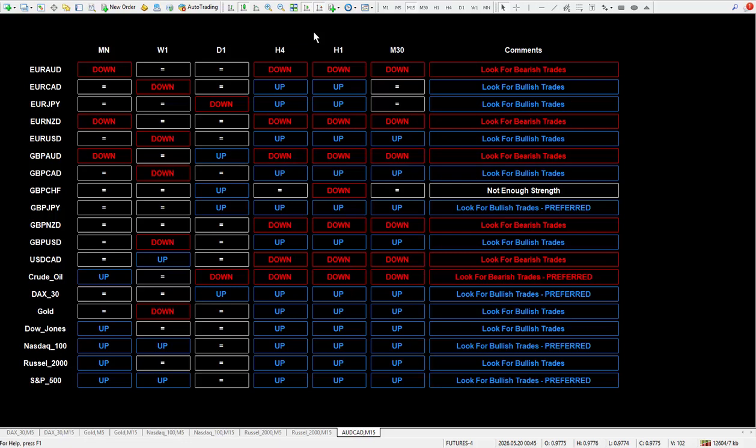Now the daily trade plan runs some checks from the monthly rate down to the 30 minutes. After it does some calculations within the comments here, it'll say look for bearish trades, bullish trades, and as I mentioned, some are preferred and some is just not enough strength. Now, if you're trading without any kind of a daily trade plan, well, that's one good reason why you are still struggling with your trading.